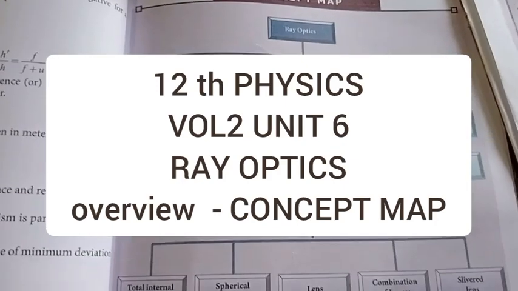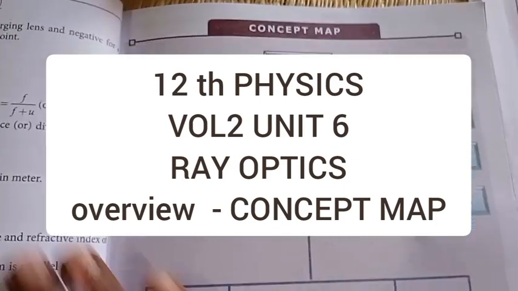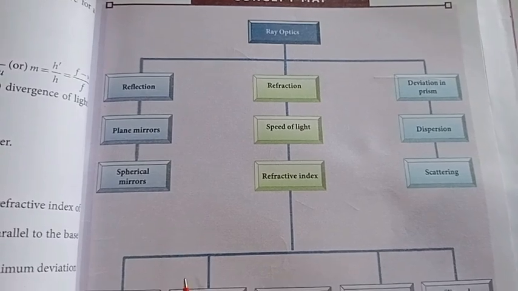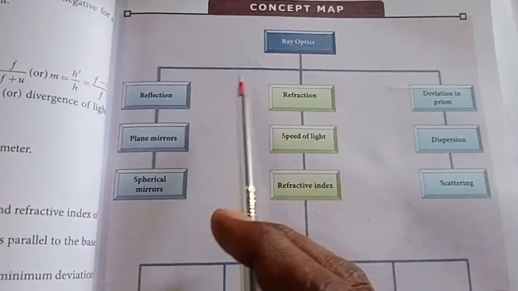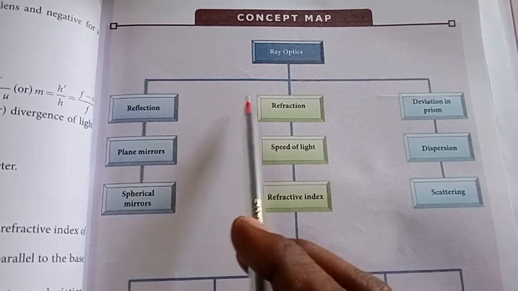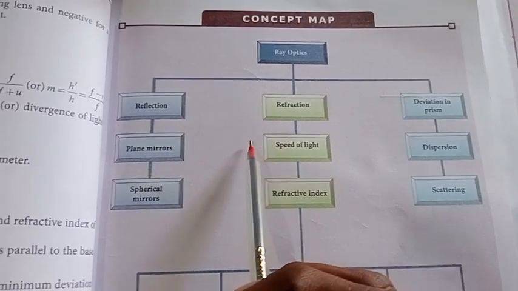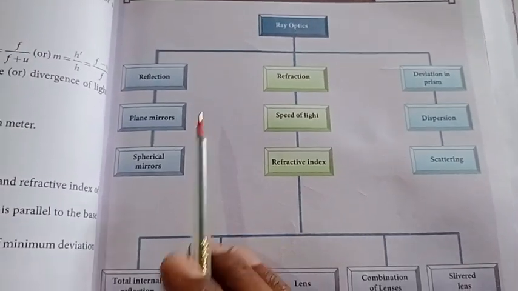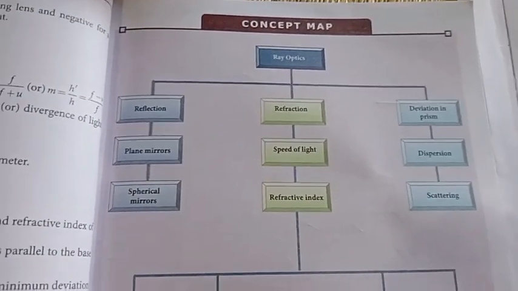So today we are going to see Plus 2 Physics Volume 2, Unit 6, Ray Optics. What are the contents in the lesson? The concept map is given on the last page of your lesson, page number 47. This picture represents the contents we are seeing in the lesson.